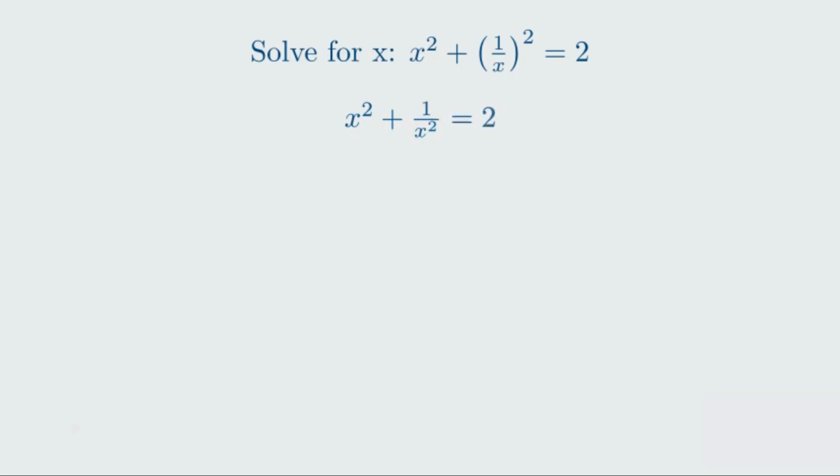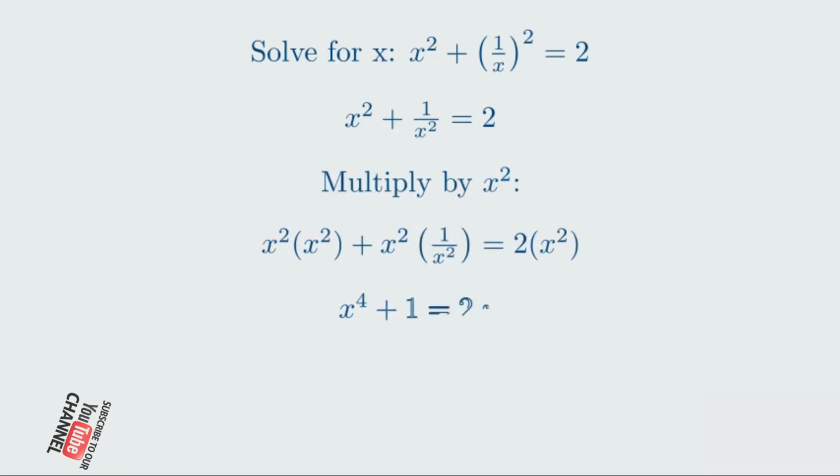Our next step is to clear the fraction. To get rid of the fraction 1 over x squared, we can multiply the entire equation by x squared. This is a powerful technique for solving equations with fractions. Multiplying everything by x squared gives us x to the fourth power, plus 1 equals 2x squared. Now we have a polynomial equation.